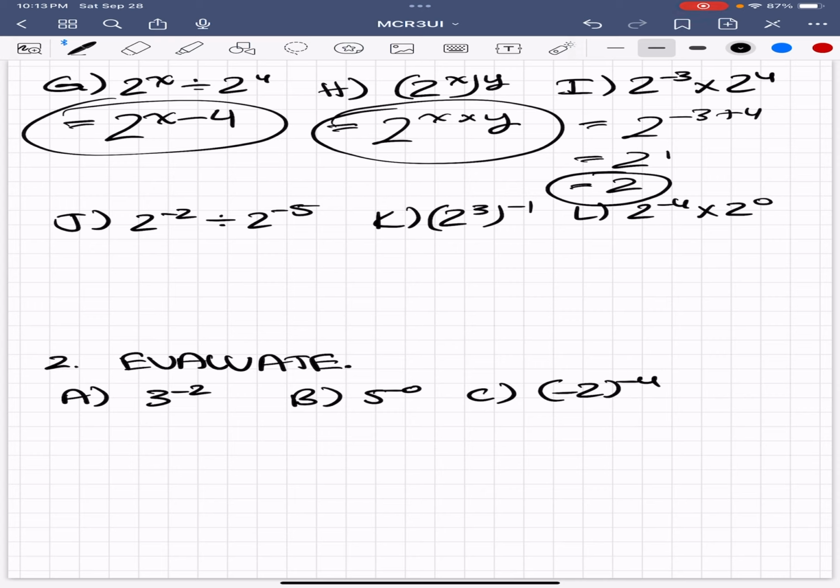And then for I, we have 2 to the negative 3 times 2 to the power of 4. Because the bases are both 2, we add those exponents together, so negative 3 plus 4 would be 2 to the power of 1, which is just 2. Okay, so again, it's division, so quotient of powers.